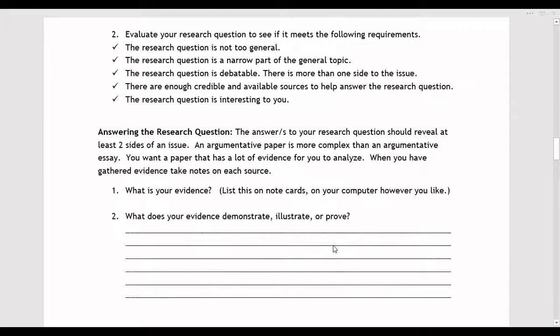So now you go about answering the research question. This is where you start gathering all of your evidence. You can gather this on note cards, on a computer document, someplace where you're keeping a lot of evidence together. When you have all of your evidence, I want you to look it over and decide what it demonstrates, illustrates, or proves. Once you've got this information together, you can start forming your thesis statement.